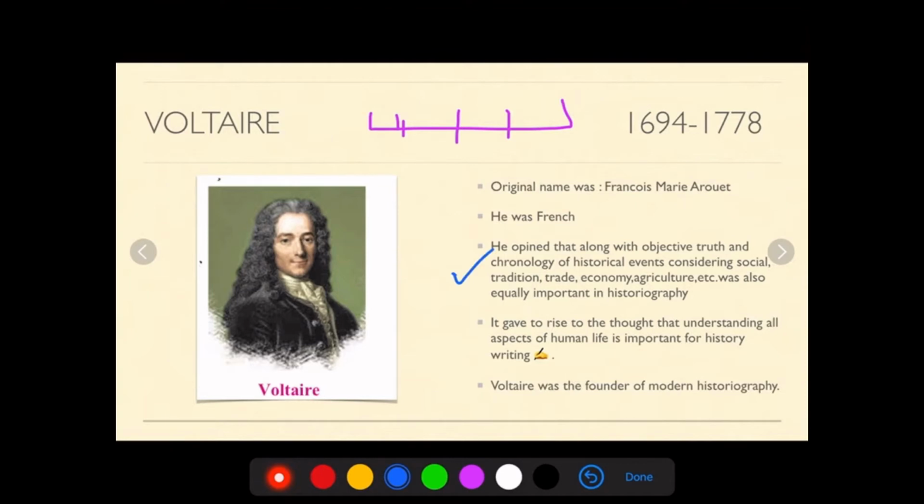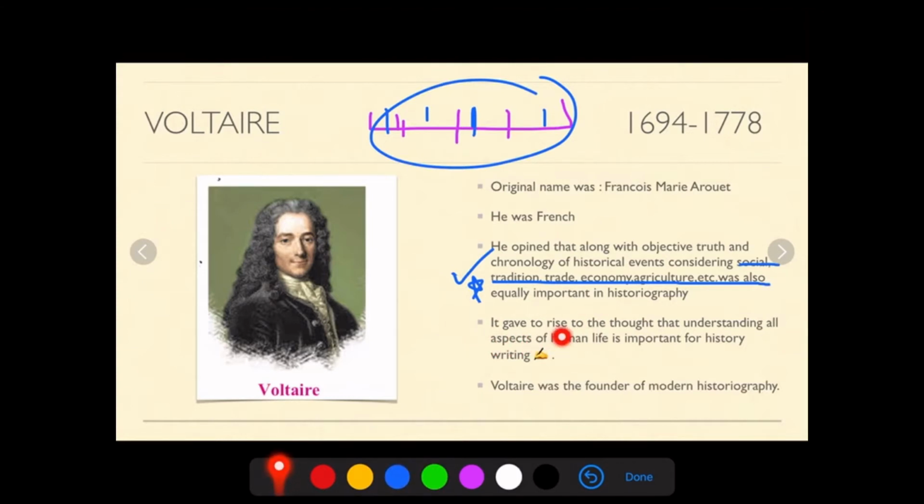So history is not only about the chronology of things, what happened at what period, and the timeline of that. It is not related to the chronology only, you should also focus on these points. Which are those points? Social, tradition, trade, economy, agriculture. So remember that as well.